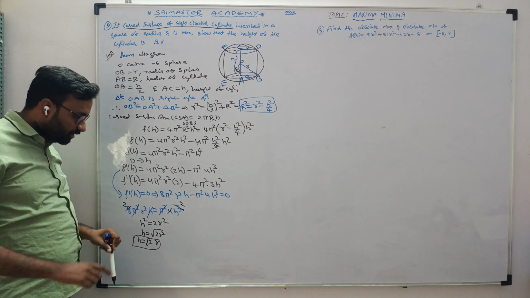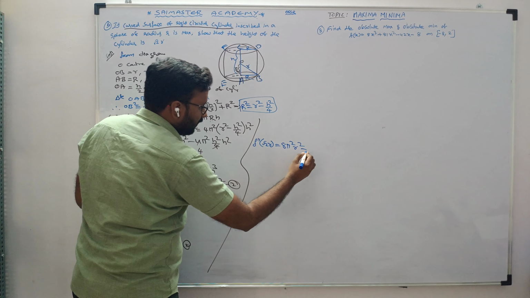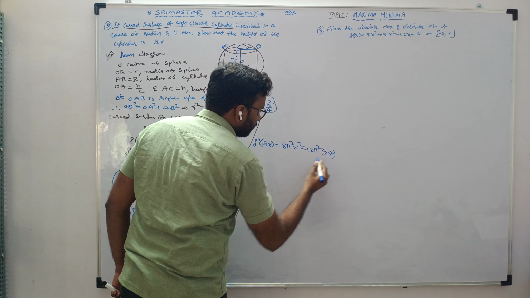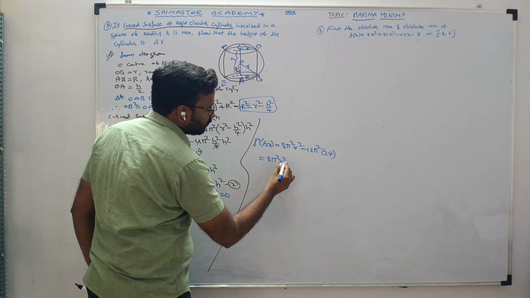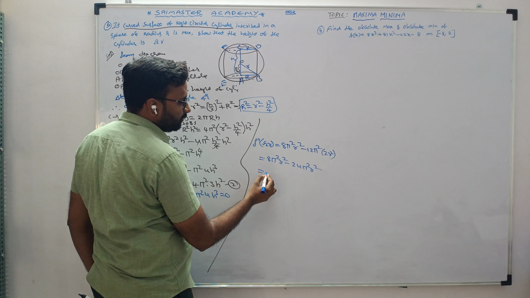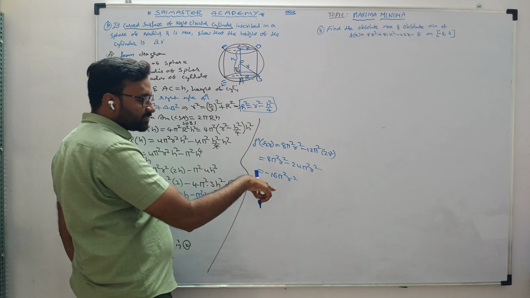So 4 into 2 is 8 pi square r square, minus 4 into 3 is 12 pi square h square. H is root 2 r. H square will be root 2 whole square, which is 2, and r square is r square. So h square equals 2r square. So finally you will get 8 pi square r square minus 12 into 2, 24 pi square r square, which is equal to 8 minus 24, that is minus 16 pi square r square, which is clearly less than 0. So f double dash of h is clearly less than 0.